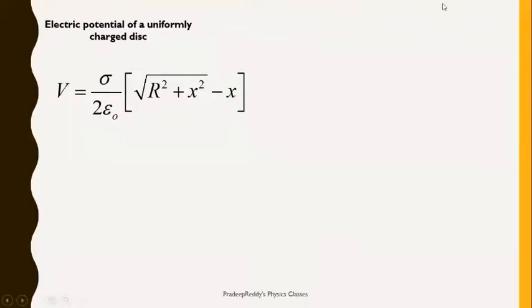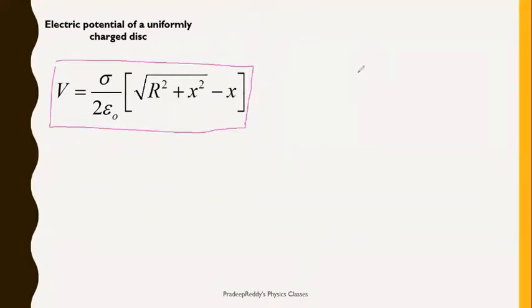Students, in this slide I'll be explaining how to find out electric potential due to a charged disk. The equation is already written over here. I'll explain the procedure, and you should find out electric potential due to the disk yourself. So I'm not going to do the total derivation here. I'll just explain the procedure, and with that procedure you can find out electric potential due to a disk, right?